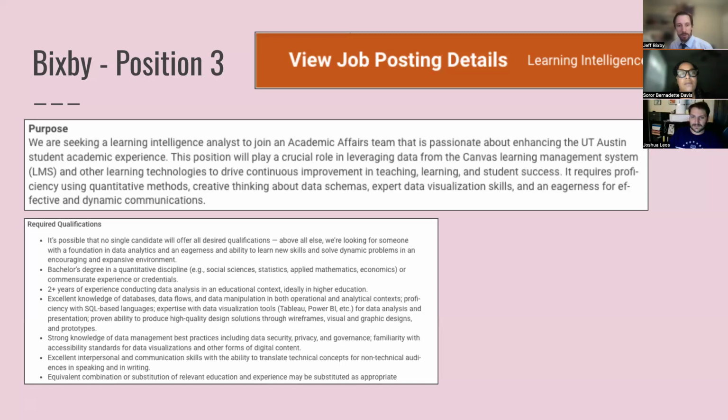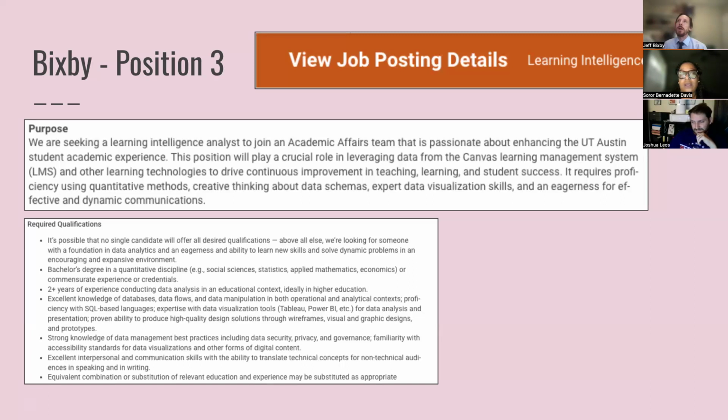Any other questions or comments before we go on to the next? I think Joshua, you have a quick question. Looking at the three positions, they are the same, but they're very different at the same time. It's kind of a twofold question. What's your overall goal in looking for a job? That's a very good question.